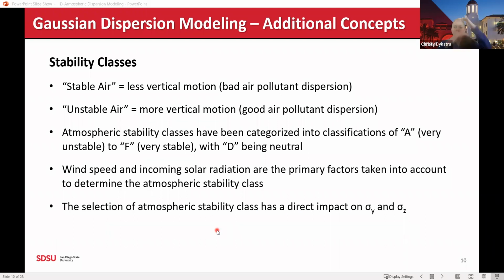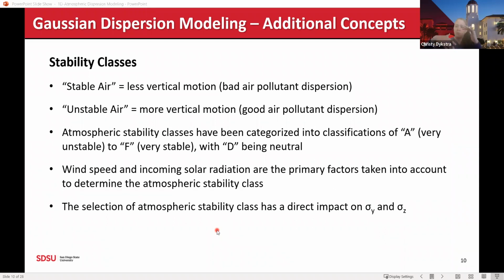There's not a whole lot of up and down or spreading or mixing, let's say. That means that it's really bad for air pollutant dispersion. And so the plume is going to sort of hold together a lot longer as it goes away from the stack.